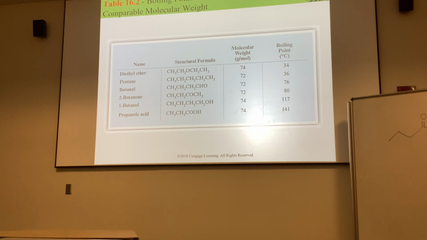Our highest boiling point is propanoic acid, right? Because a carboxylic acid can hydrogen bond, and in fact, we have such good hydrogen bonding. We'll talk about that later. There's a whole chapter on that. Propanoic acid is really, really good at hydrogen bonding. Carboxylic acids are. Butanol, that's the next highest, because alcohols, they like to do the hydrogen bonding thing. Then we get to butanone and butanal.